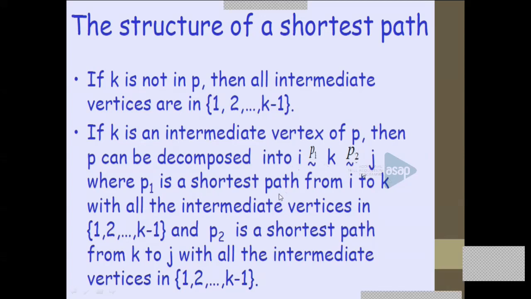Both P1 and P2 are shortest paths, and the intermediate vertices in both P1 and P2 are drawn from 1 to k minus 1, because k is already there. Okay, this is a common situation. Sometimes the shortest path does not pass through k, then k won't be an intermediate vertex. Then all the intermediate vertices will be drawn from the set 1 to k minus 1. And here k is the number of the vertices.